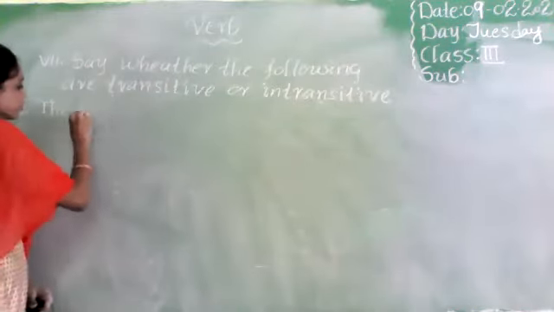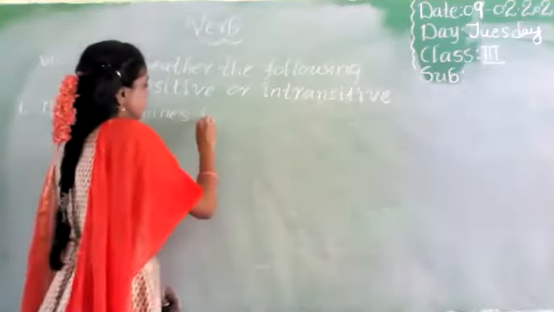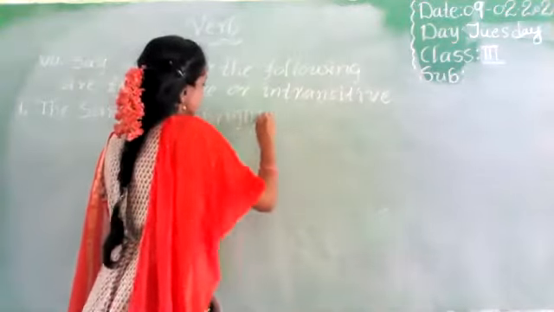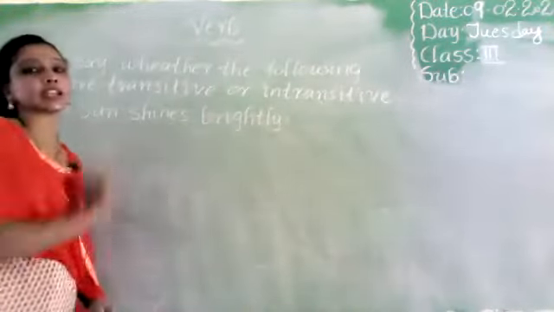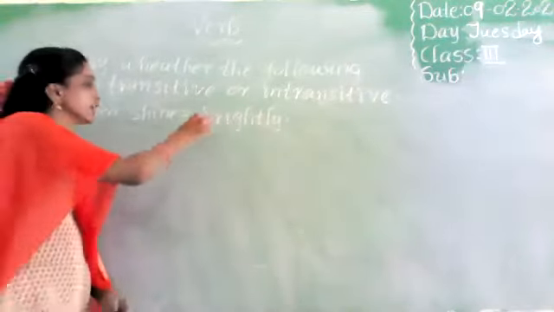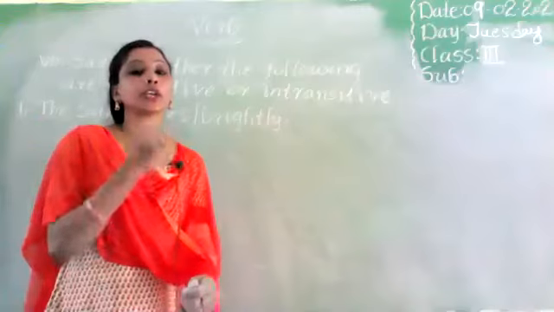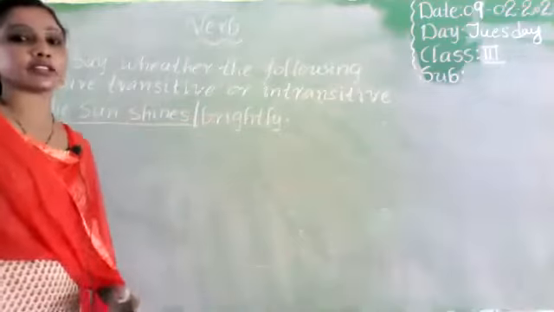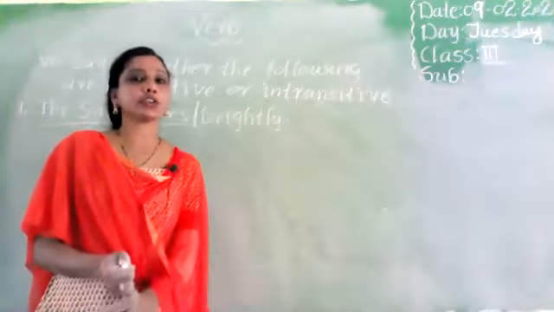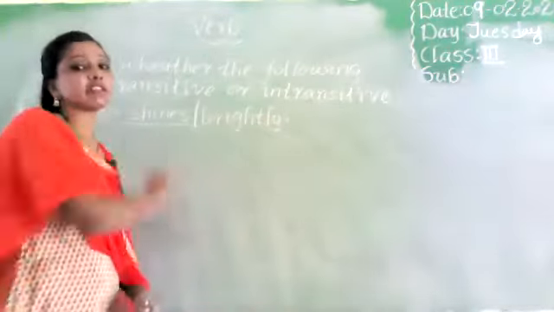The sun shines brightly. Now first observe the sentence here. The sun shines. Here we understood the whole meaning of the sentence. What is the sun doing? The sun is shining. So no need to explain anything about that. Here up to here we can understand the full meaning of the sentence. Do we need to write any object here? No need. Without any object also, the verb is giving the full meaning.